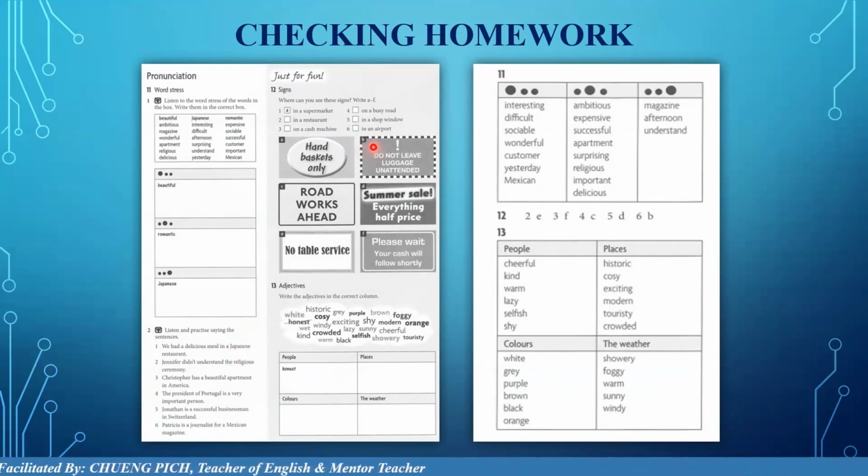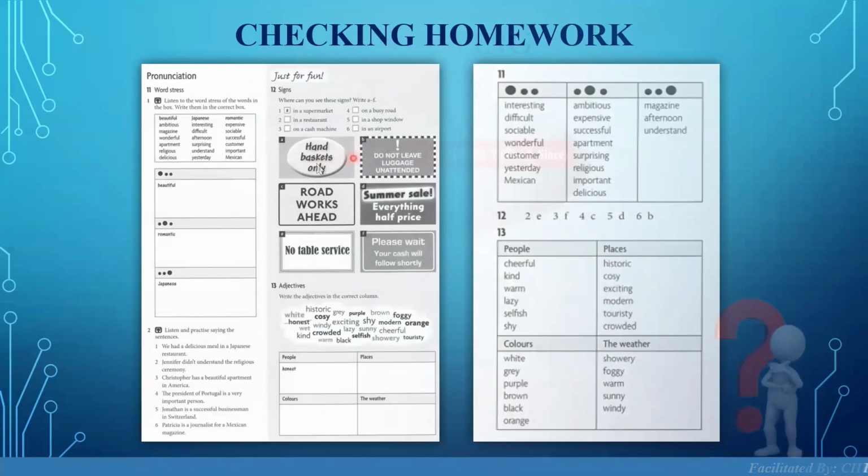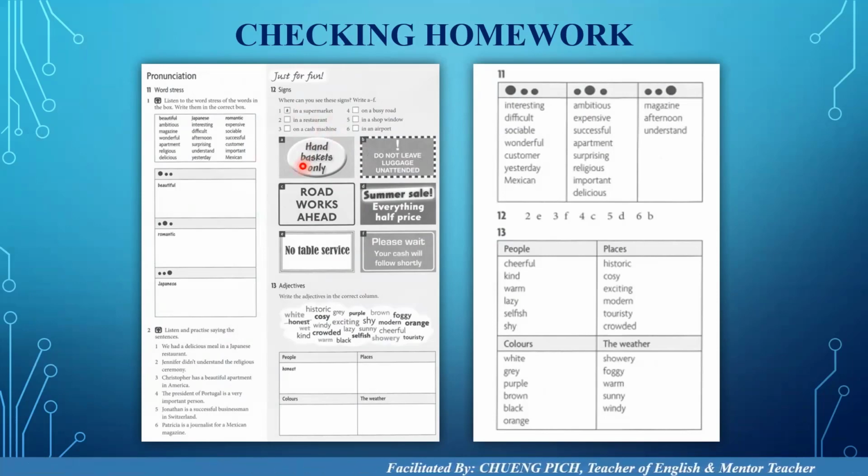Then we jump to point 12 here, signs, just for fun. The first one is number 1 here. If you take a look, you will see letter A and the words hand baskets only. It has been done for us already. In a supermarket, you will see hand baskets only.